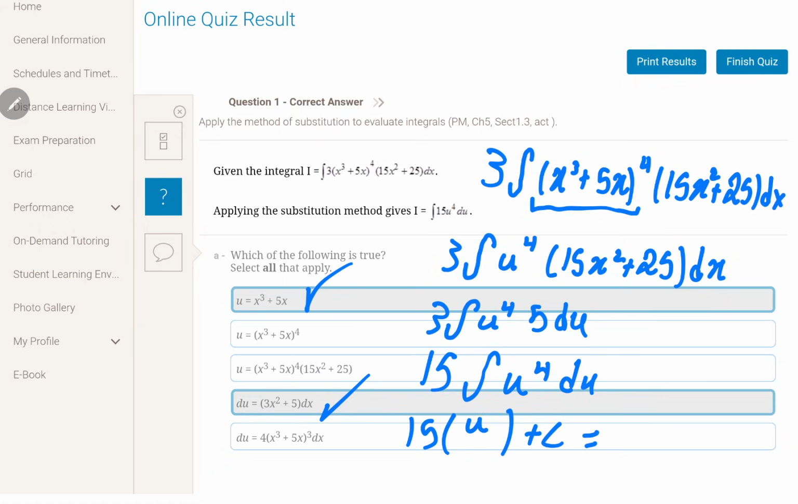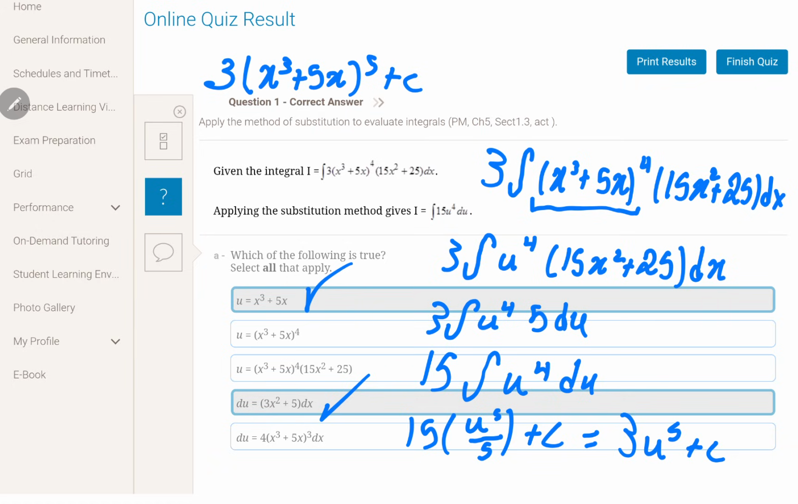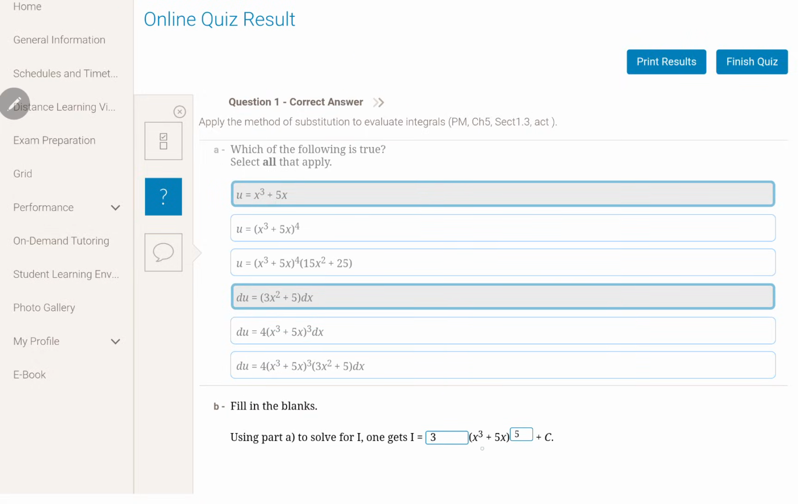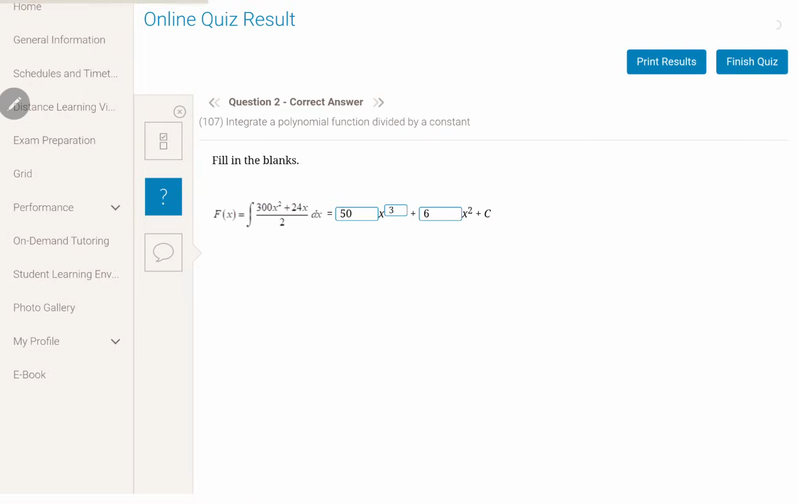Remember, we're adding 1 to the power, then dividing by the new power. So 15 over 5 is 3, right? So you're gonna write 3u to the power of 5 plus c. This is your answer, but remember, u is equal to x cubed plus 5x. So I'm gonna write the answer up here. So the integral is equal to 3 times (x cubed plus 5x) to the power of 5 plus c, which is your answer, as you can see down here. 3 times (x cubed plus 5x) to the power of 5 plus c. Yes. Okay, moving on to question 2.